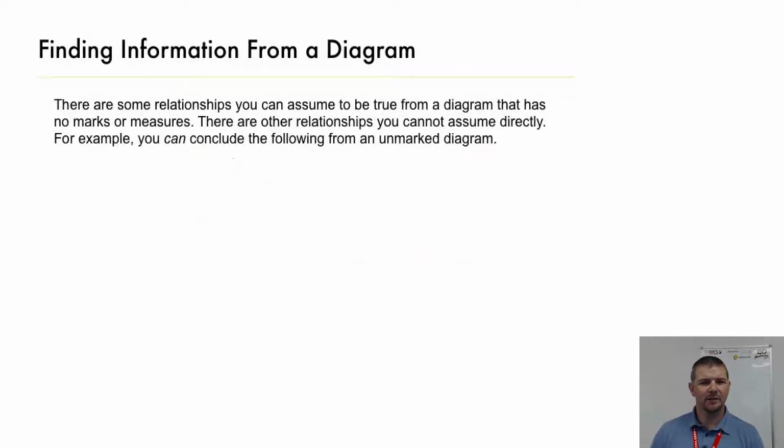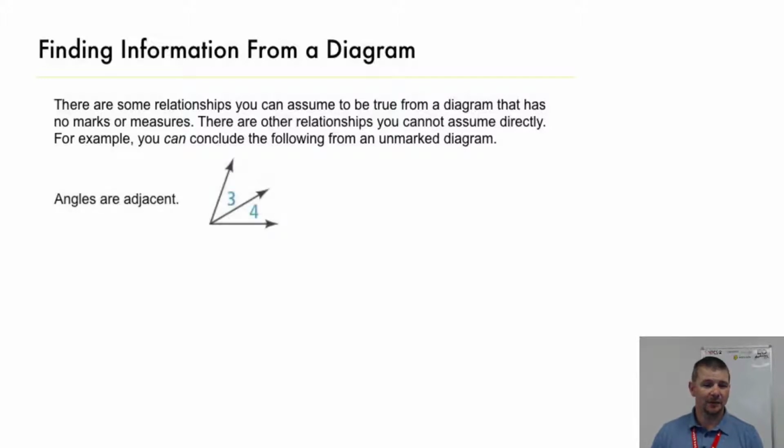Finding information from a diagram. There are some relationships you can assume to be true from a diagram that has no marks or measures. There are other relationships you cannot assume directly. For example, you can conclude the following from an unmarked diagram.